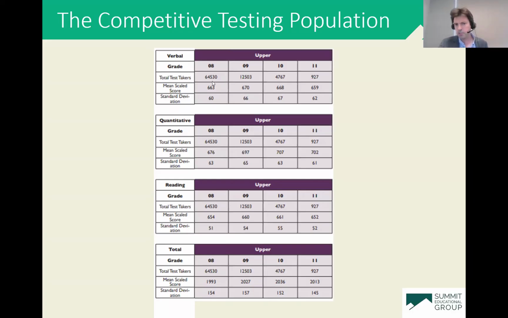So these are recent numbers from test takers for the SSAT, just to give us some context. For eighth graders applying out to ninth grade, the upper level SSAT is what they take, and 64,530 students took that test. For the upper level SSAT, there are also some ninth graders who are applying out to 10th grade, or who are looking to repeat ninth grade and are applying back out to ninth grade. You can see the number there, 12,503 students.